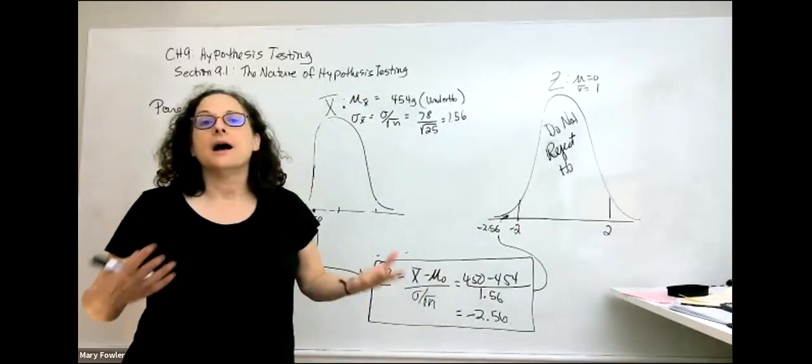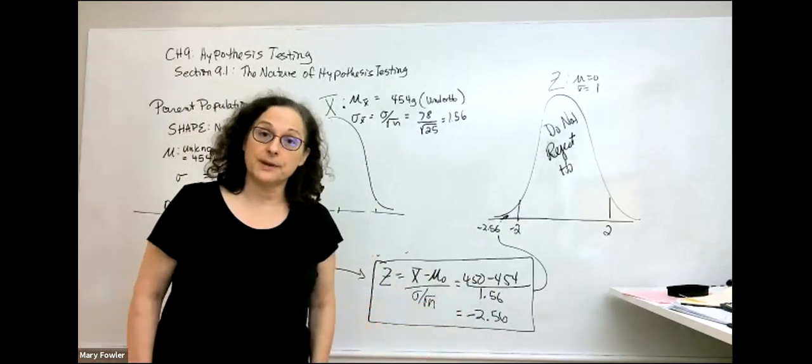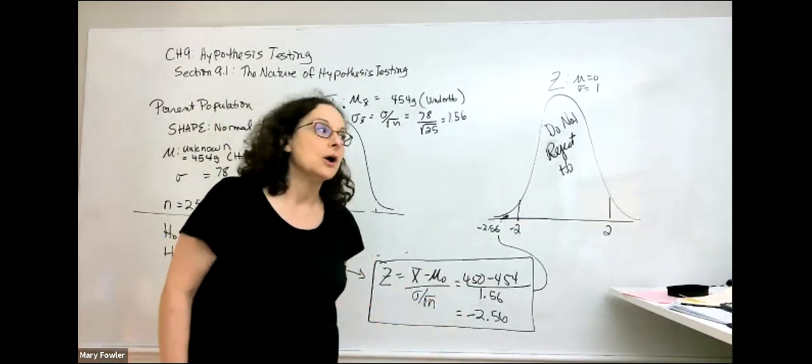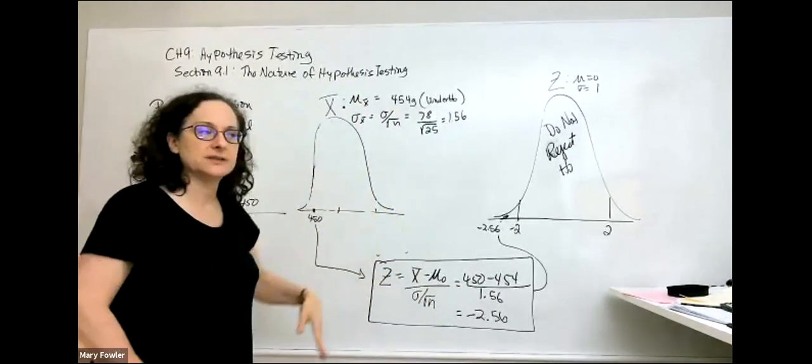Okay, so we rejected the null hypothesis because negative 2.56 was outside this region that we had agreed on. We could have made a different agreement about when to bring those machines down, but this is what we have. This is what we decided before we looked at the data.